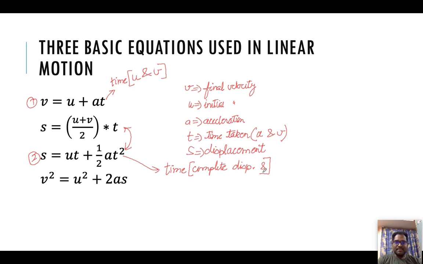For completing a distance, what is the time taken, that has to be considered, and the final one is v square is equal to u square plus 2as. So this becomes the third most important equation. Okay, so without any further delay, we'll get into the problem.